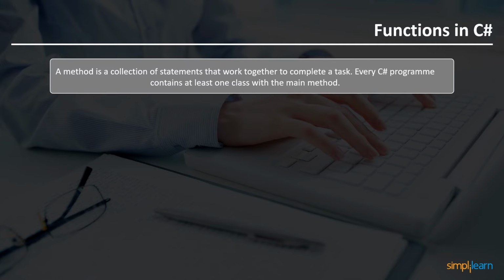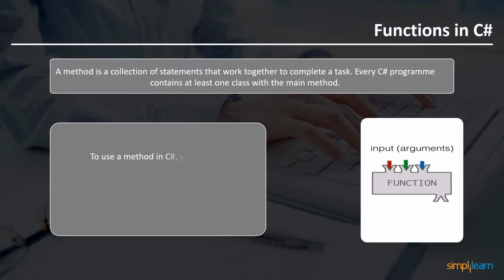Following these C# basics, we will learn about C# methods or functions in this tutorial. A method is a collection of statements that work together to complete a task. Every C# program contains at least one class with the main method. To use methods in C#, we must first define the method and secondly call the method.